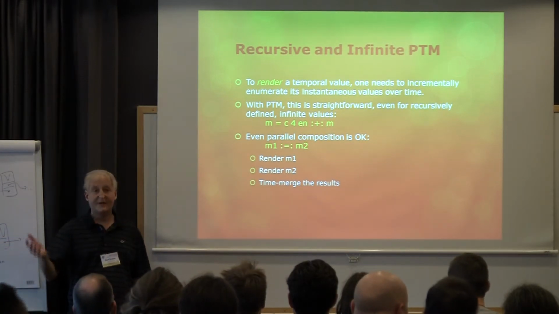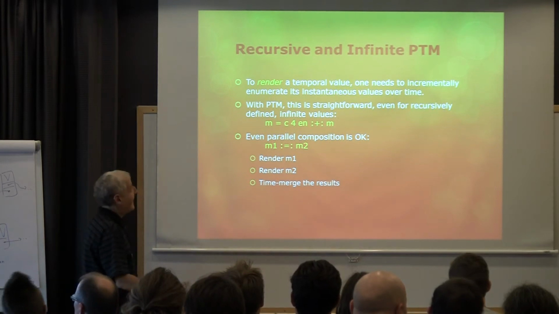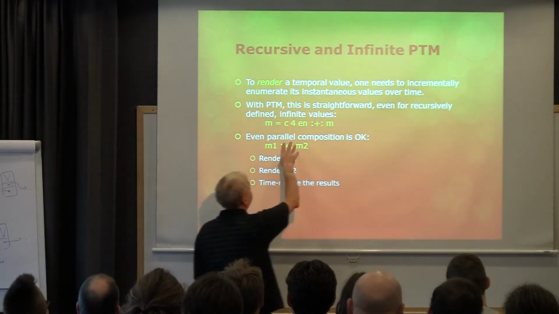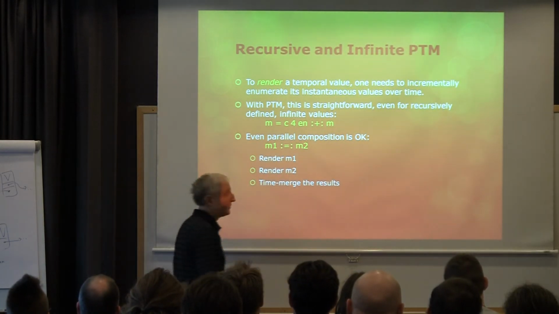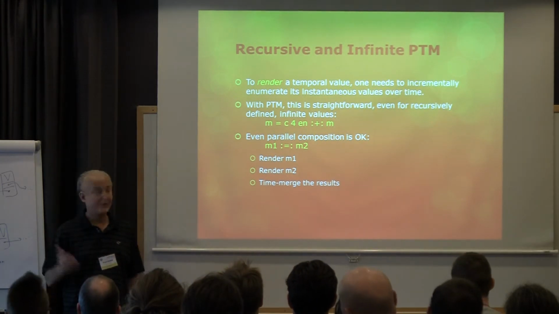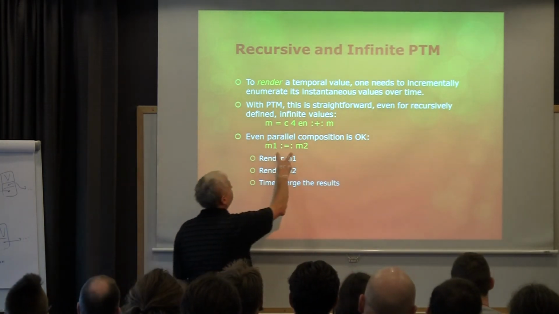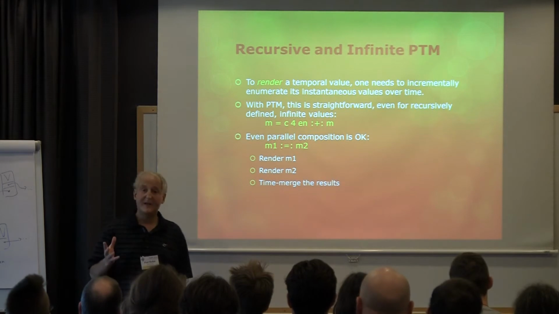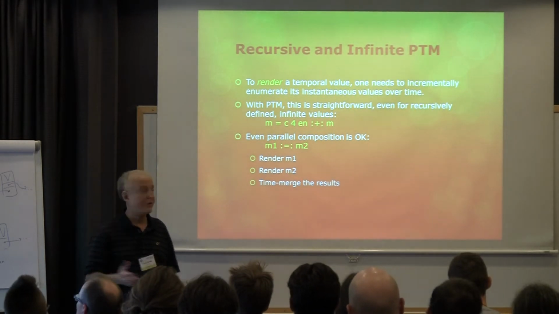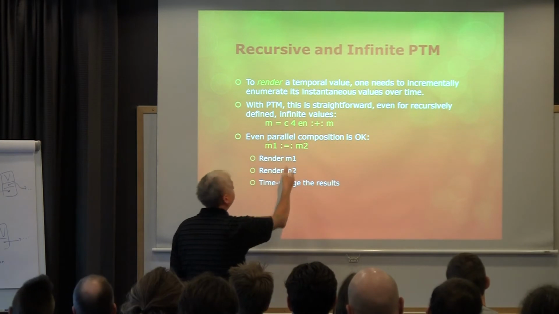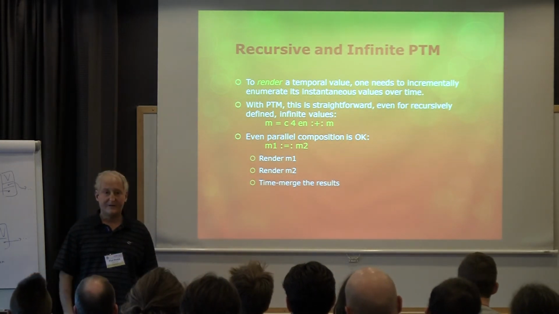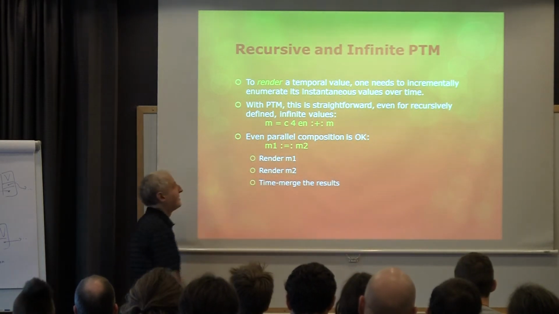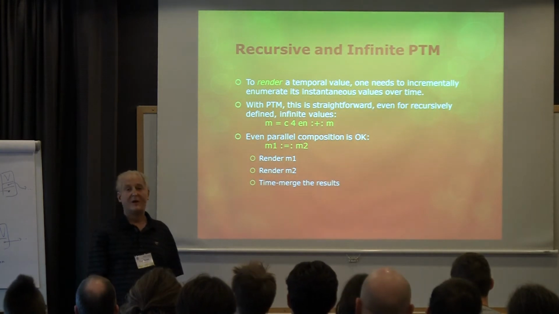And we do this sort of thing all the time in Euterpea. And it's not a problem to implement that, because you play C4, you see M, lazy evaluation, if you will. It's like having an infinite list, and everything works out fine. Even parallel composition is okay, as long as I can render M1 and M2 independently. I can do so, and then just do a time merge of those two enumerations, and I get what I want. So even if these are infinite, this strategy works just fine.